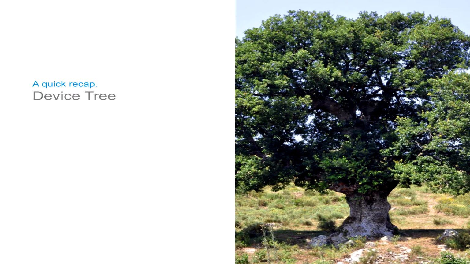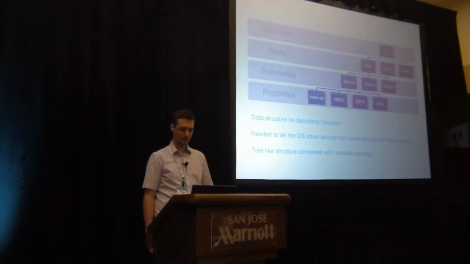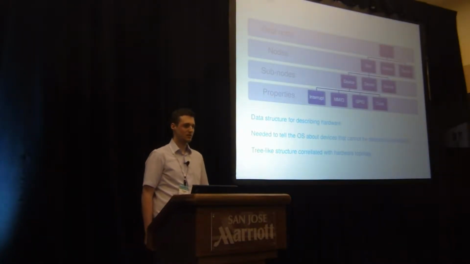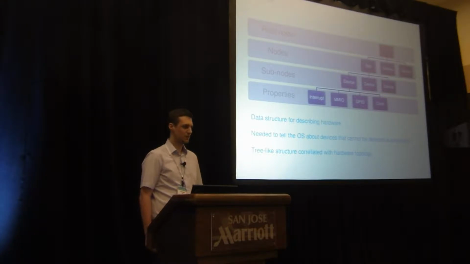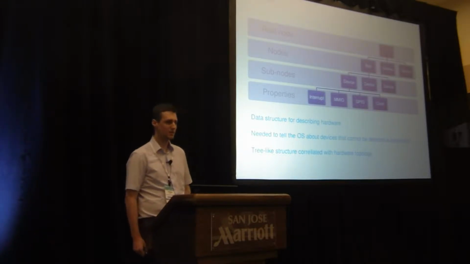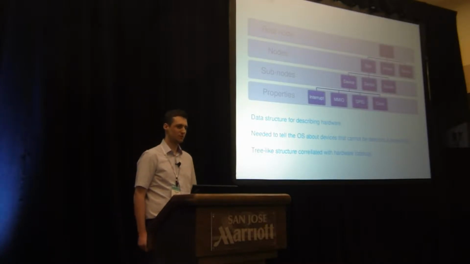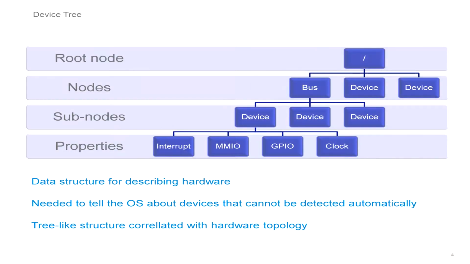So let's start with a quick introduction to the device tree itself. As you probably know, there are certain architectures that have hardware devices that can't be detected in an automatic way. This creates a need for a way to provide information about such devices to the operating system. One example of such architectures is ARM.